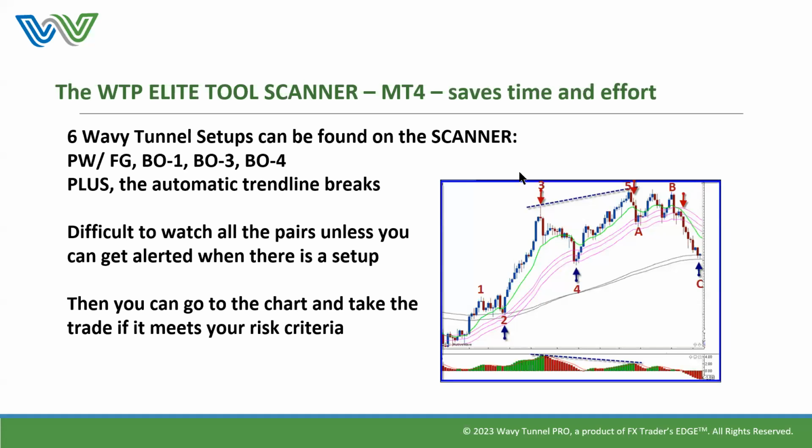The breakout 3 trade, those are moves off of the wave 3 or off of a trend move. So short retracements back into the filter or back into the wave. And the breakout 4 is what we discussed already, the end of this wave C, plus automatic trend line breaks. And it's difficult to watch all the pairs unless you can get alerted when there is a setup, and then you can go to the chart and take the trade if it meets your risk criteria.